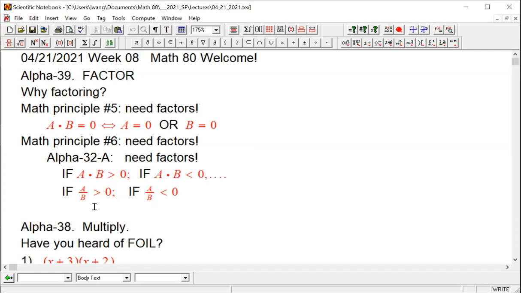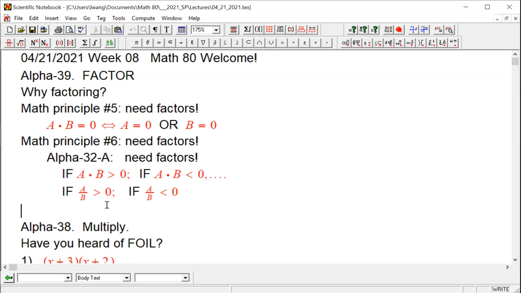So look closer at the 6 principles. What other principles do we need factoring? Factors. 5 and 6 are the primary ones. You can say number 4 also needs factoring. Okay, that's a form of factoring, but oftentimes it's not that direct.